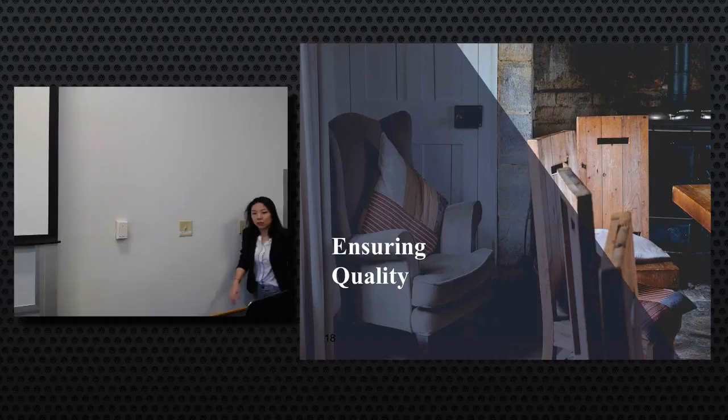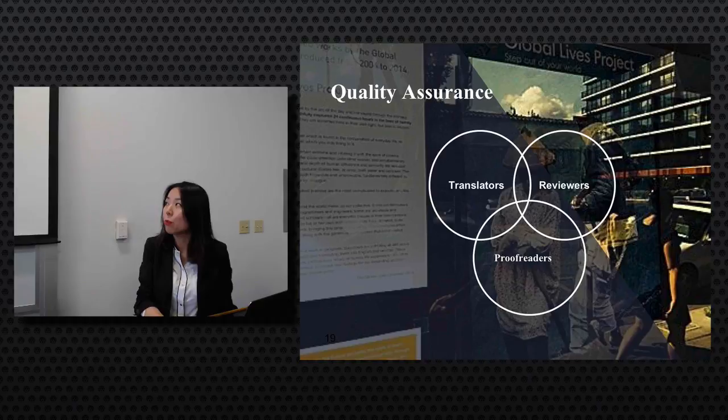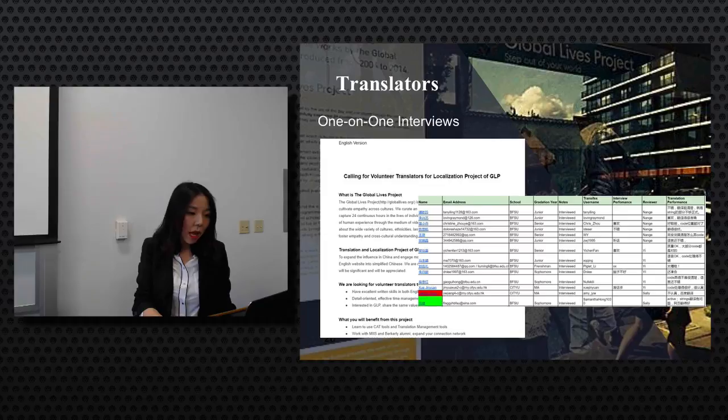To ensure the highest quality of the translation, our group adopted the Six-Eyes strategy, which means the translation went through translators, reviewers, and proofreaders. As Blair has mentioned, our account manager had a one-on-one interview with each translator. The aim of this process is not only to understand the volunteer, but also to let them understand the project, and most importantly, to double confirm that they would be committed to this project.